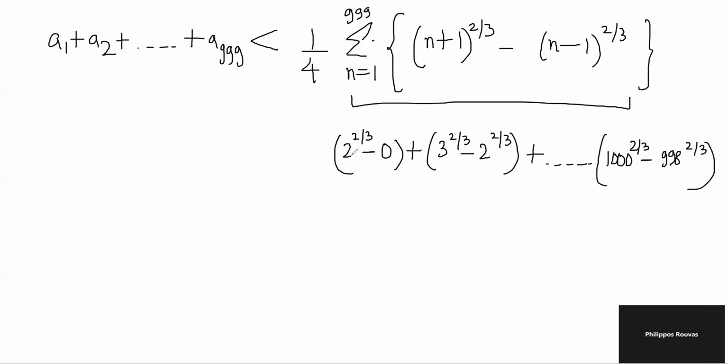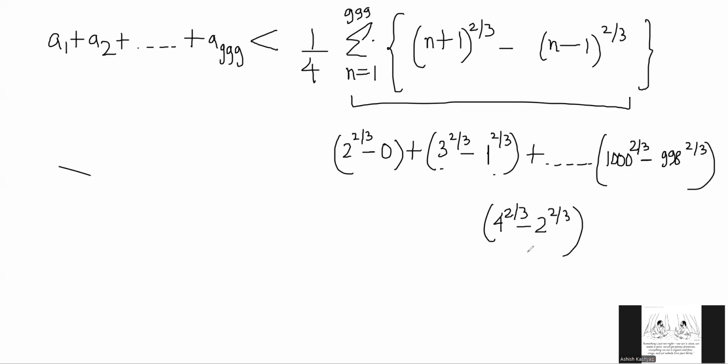But it's not 3 to 2 by 3 minus 1 to 2 by 3. Oh, right. This was 1. The difference is 2 always between this and this, right? So what would have been the next term? If I put n is 3, it would be 4 power 2 by 3 minus 2 power 2 by 3. And we can see here that the second last term would have been 999 power 2 by 3 minus 997 power 2 by 3, right?